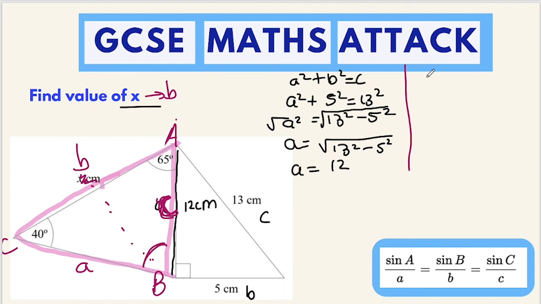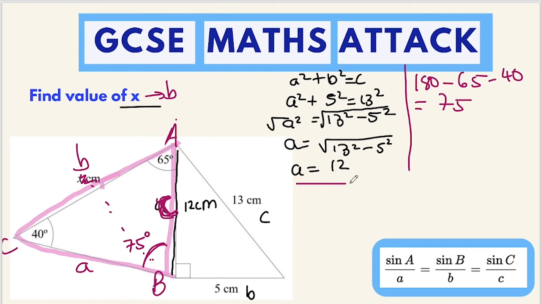So I know that angles in a triangle add up to 180. So I'm going to do 180, subtract 65, subtract 40. And if I subtract that, I will get the value of 75. So this angle over here is 75 degrees.